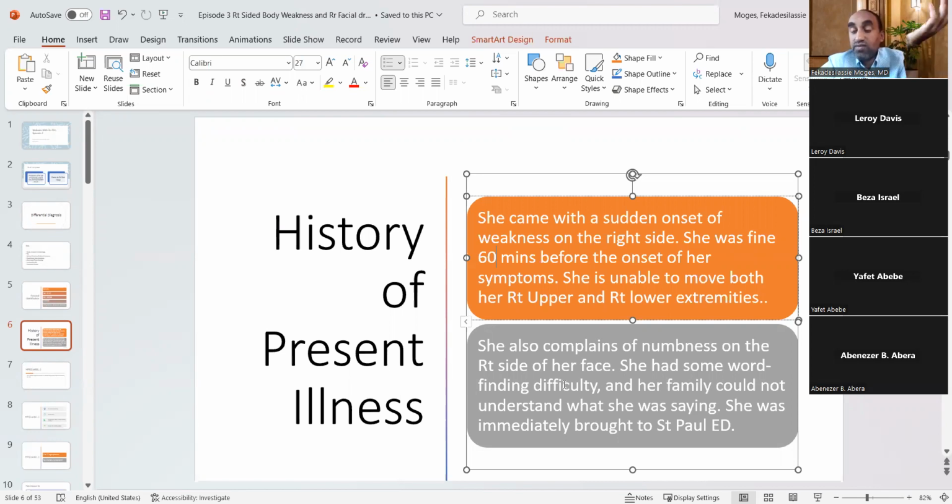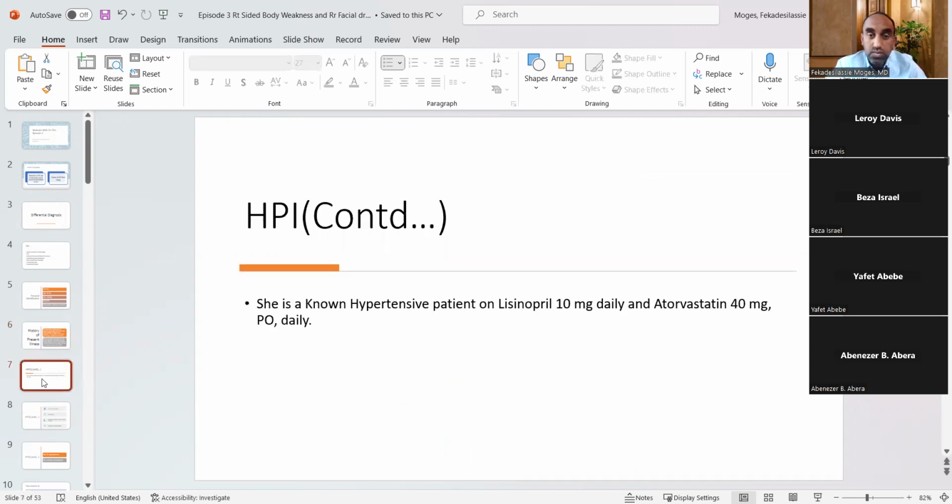Where is the numbness? You have to ask her. Is it in the face? Is it in the upper extremity? Is it in the lower extremity? That is very relevant because even in terms of considering differential diagnosis, having sensory symptoms or not is very important. So you have to elaborate, okay? She also complains of numbness on the right side of her face. She had some word finding difficulty, okay? And her family could not understand what she was saying. I told you already. She was immediately brought to St. Paul emergency department, okay?